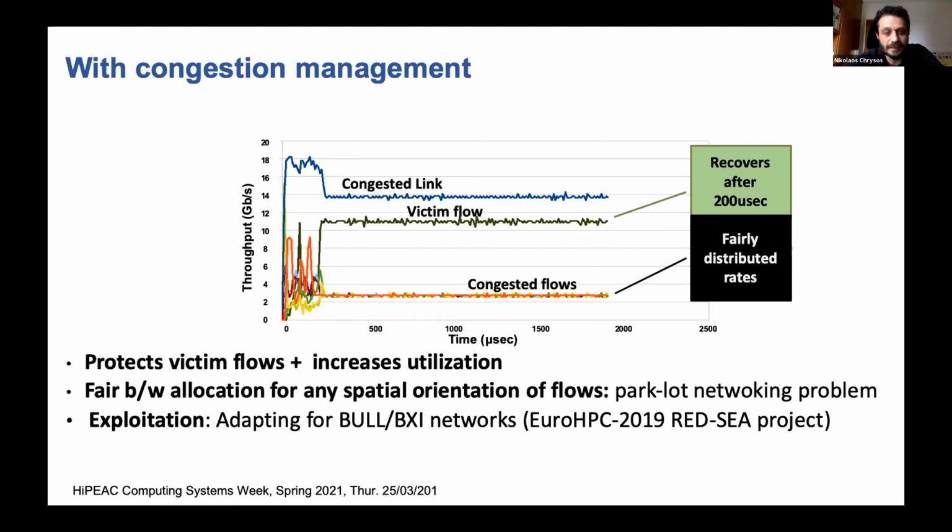All right, this was about it. Now we go further in a follow-up project in Red Sea, which will start next month. We are adapting this congestion management, we want to exploit it with Bull and BXI. We'll study it further, and we would like it to be implemented in Bull's BXI Atos network.